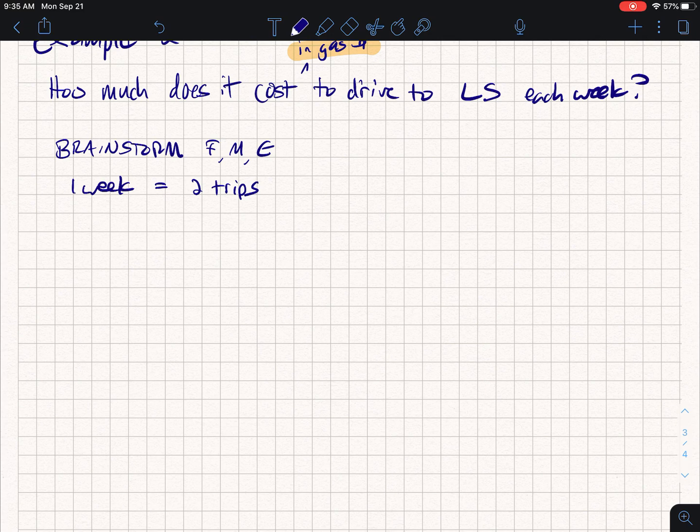Is that always true every single week of the year? Of course not. This is an estimate right here. Actually, this is not going to be a fact. This is not always going to be true, but it's a pretty good estimate.